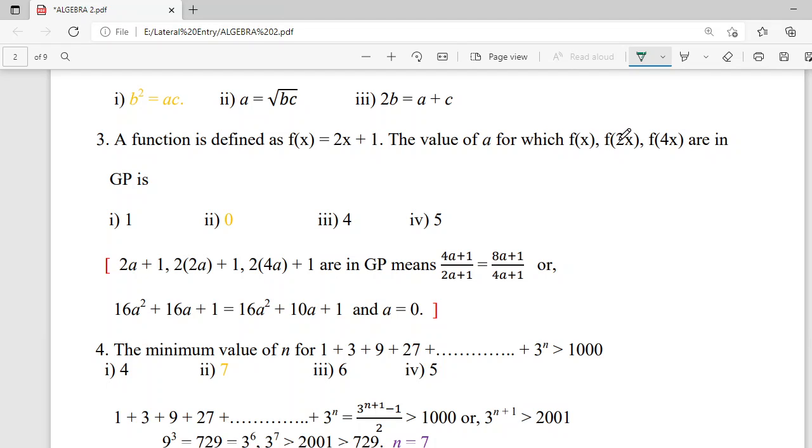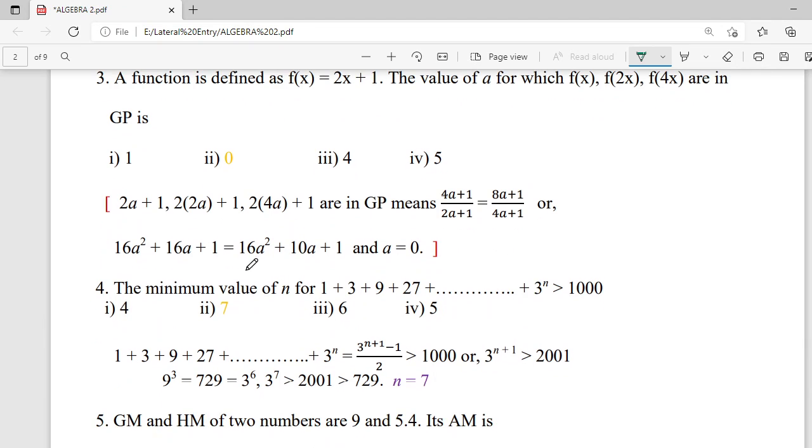For f(2x), in place of x we write 2a, so it is 2 into 2a plus 1, and again for f(4x) it will be this one. If they are in GP, then the ratio is the same, and we get this relation. Solving it, we have a equal to 0. So our choice is 0.